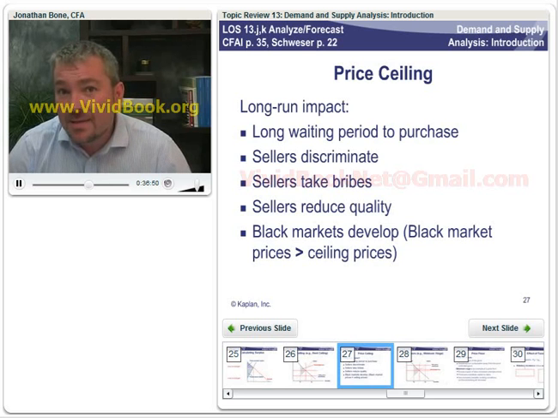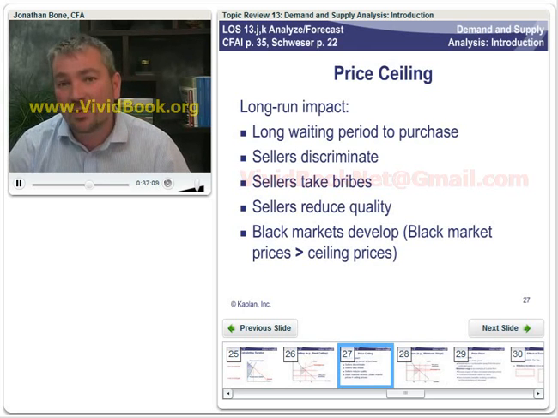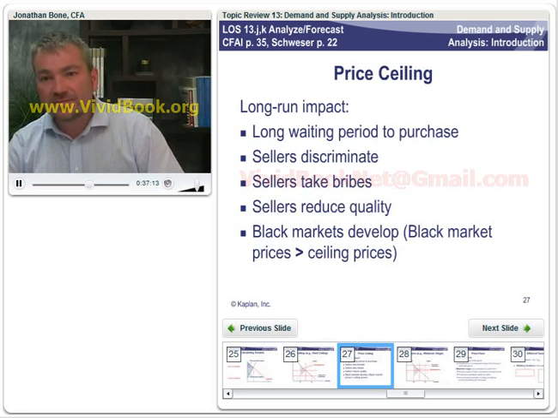The seller may take bribes. In other words, consumers that want to purchase the product but can't because of limited availability might offer a higher price to the seller. In other words, we start to get black markets developing. Alternatively, because the seller's price is capped, they might start to reduce the quality of the product being sold in order to try and generate greater surplus.